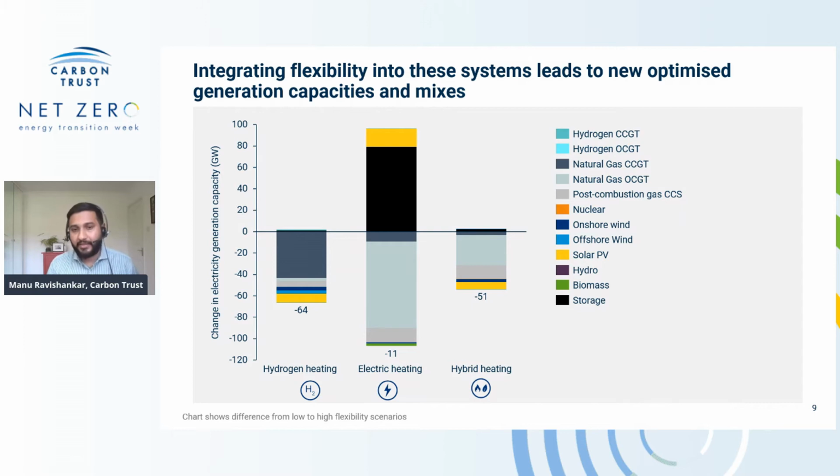Now, this highlights the importance of considering flexibility simultaneously with the heat decarbonization strategy and the wider energy system to ensure that we can transition cost effectively. And what this shows is the counterfactual. If we do not do that, we might end up building additional generation infrastructure, leading to a more expensive system for everyone, but still one that delivers the same services in terms of heating and is still able to meet the carbon target.